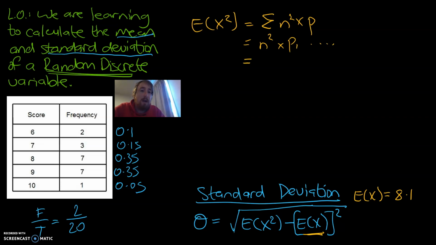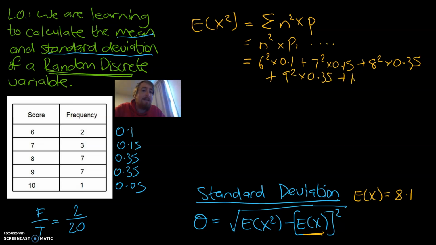So 6 squared times 0.1 plus 7 squared times 0.15 plus 8 squared times 0.35 plus 9 squared times 0.35, and then finally plus 10 squared times 0.05. We're going to go through just like we did, mathematically calculate that. We do need to be very particular.